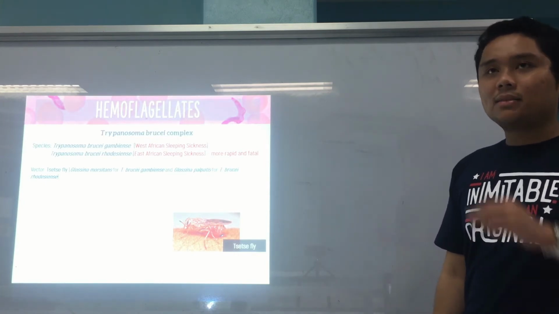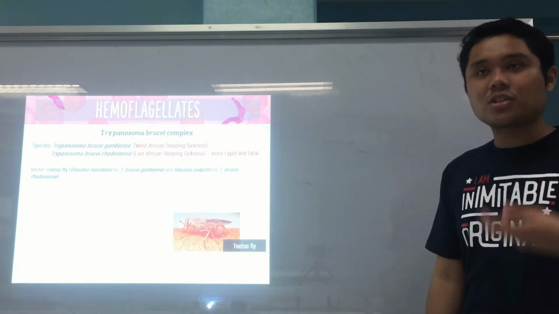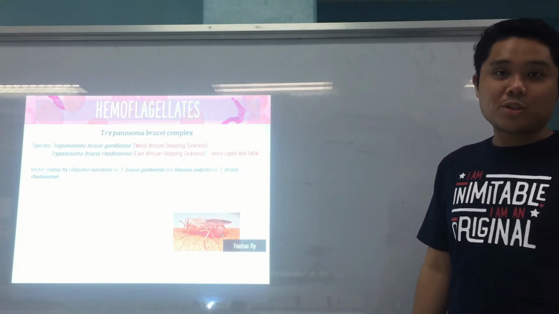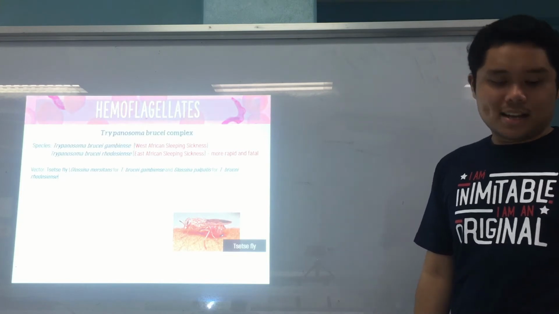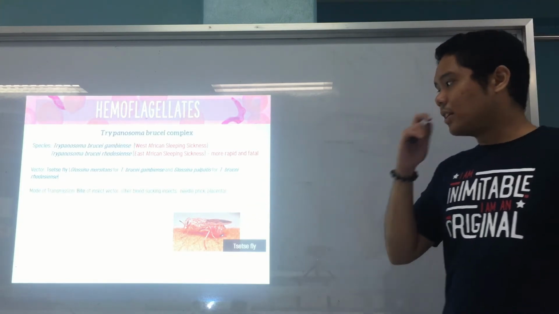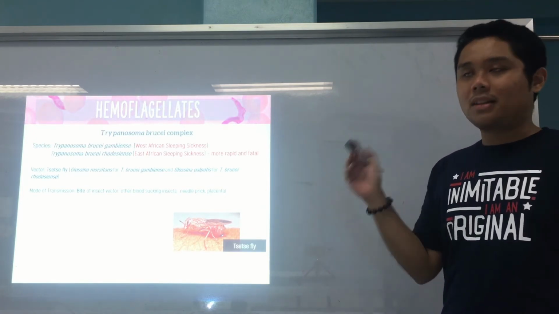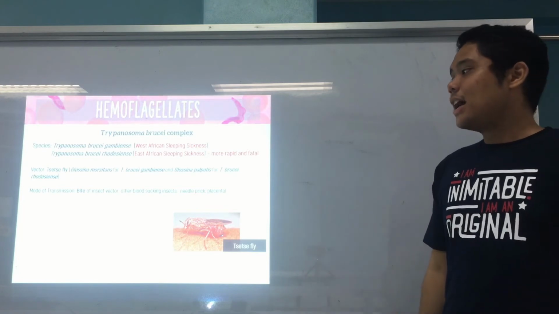Yeah, because again, it's very endemic. The place is endemic for the vectors, and likewise, eventually for the diseases. Okay. So the mode of transmission is the bite of the insect vector, other blood-sucking insects, needle prick, and even placental. But mainly, it's through the bite of your vector.